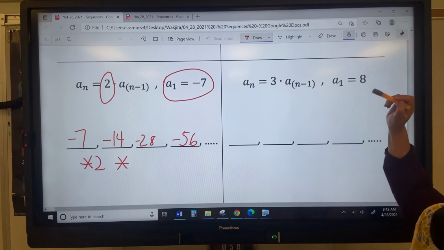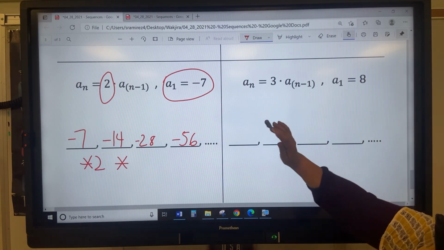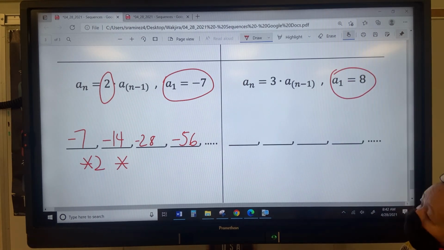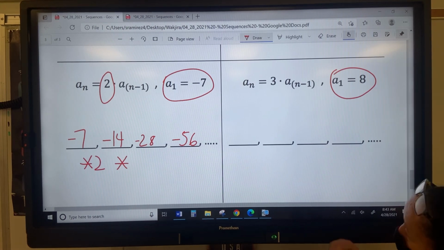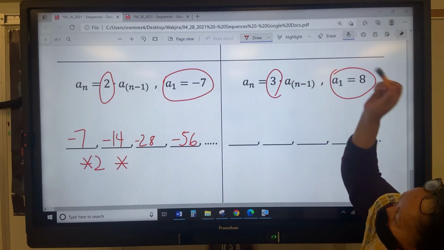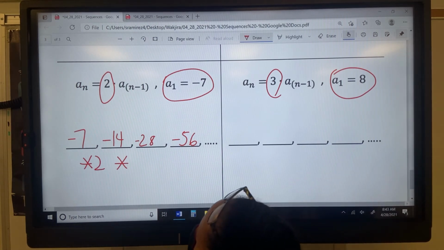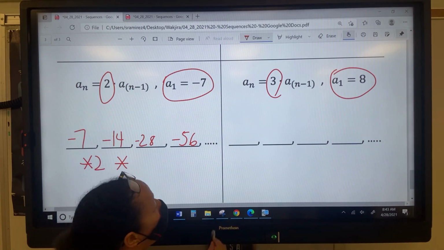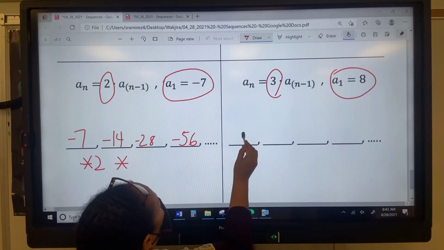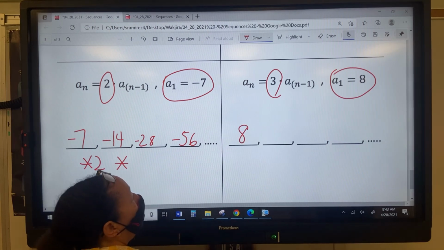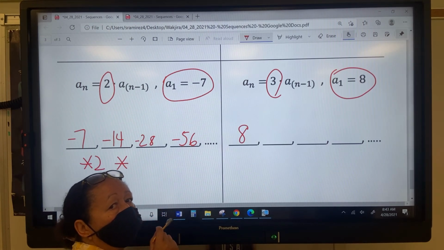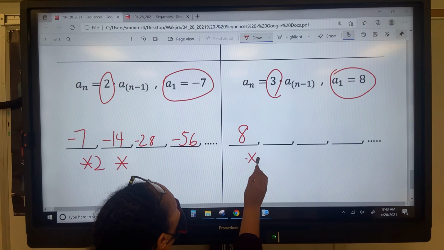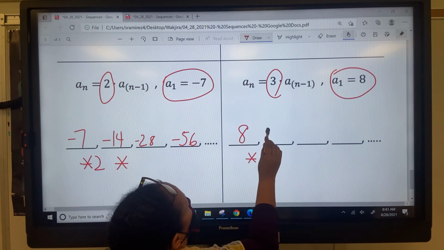Again, we are going to do the same way as we did in there. We are given the first sequence, that is 8, and R is 3. The first thing we need to do is write our first sequence in here, that is 8. Then what do we do next? Yes, we multiply the first sequence by 3. So that is 24.